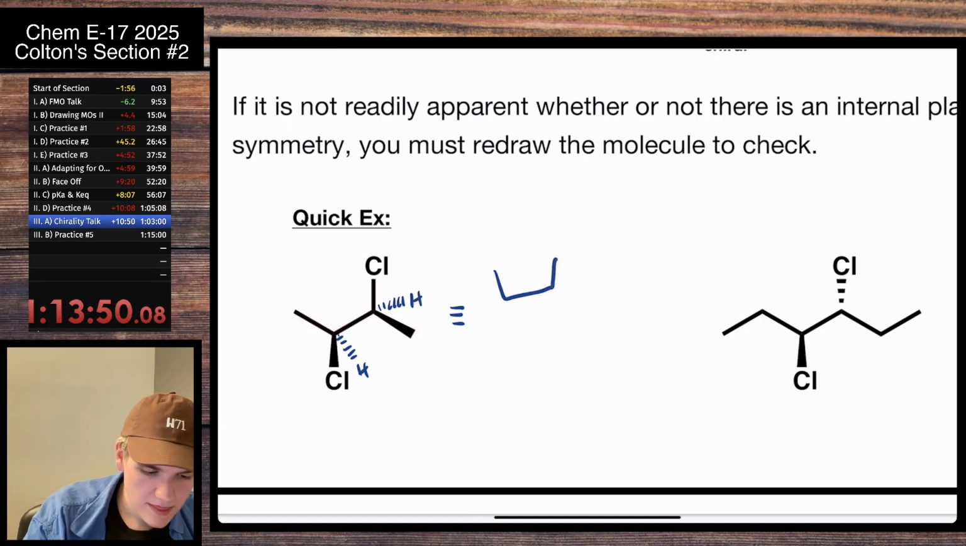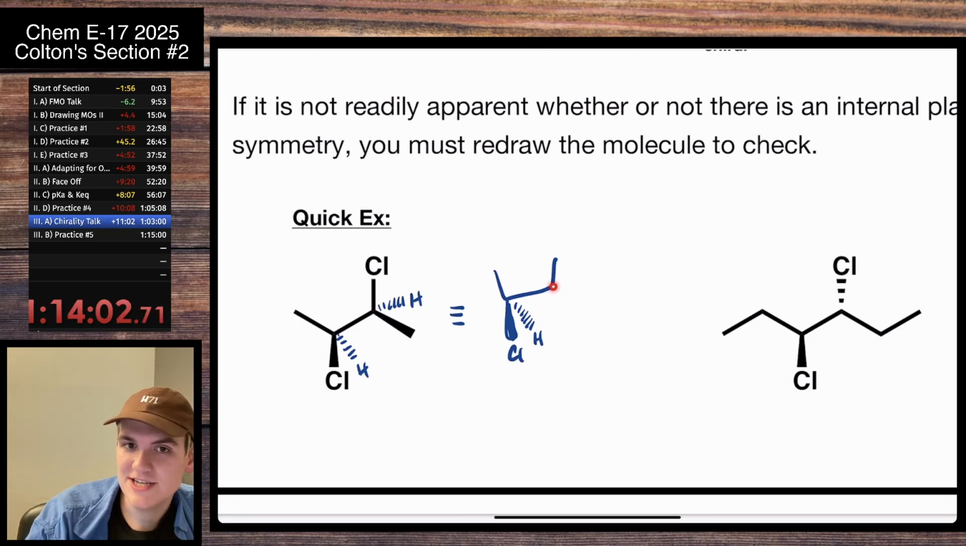So this first carbon over here, I have not changed anything on it. So the chlorine's on a wedge, the hydrogen's on a dash. And then this carbon, I have to figure out what's on the wedge and dash over here. So I'm going to just draw the wedge and dash, but we don't know what it is yet. And I'm going to do some colors to help us out. So the methyl is the green, the chlorine is the orange, and the hydrogen is the yellow.